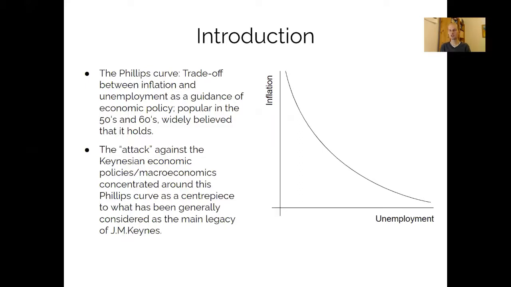This trade-off, although it has been just empirical, served as a guidance for economic policy. It's been very popular, and it's been widely believed that it holds, that even such a simple model is able to provide reliable predictions. So the Phillips curve and the attack on the Phillips curve served as an instrument to destroy the belief in other underlying concepts of the old Keynesian consensus, filled with partial models.